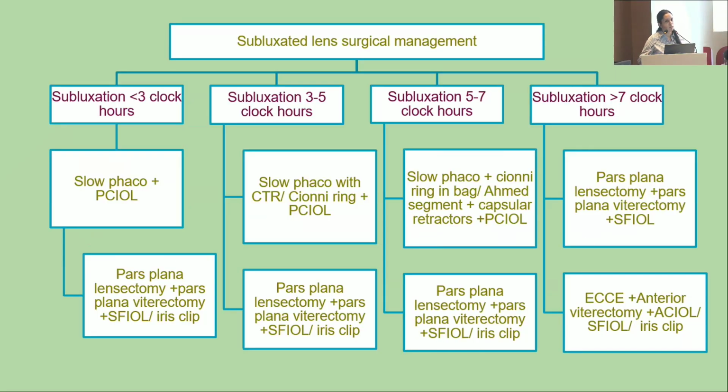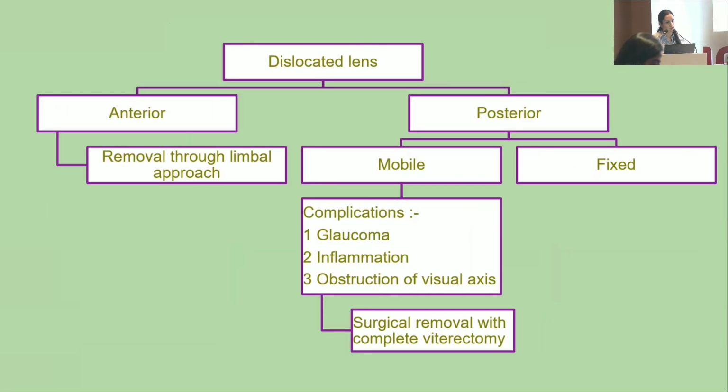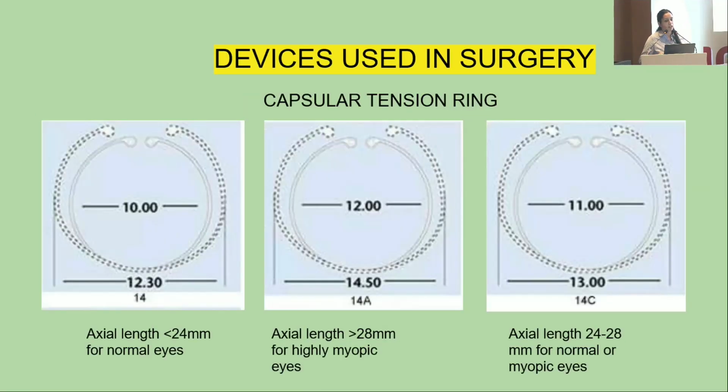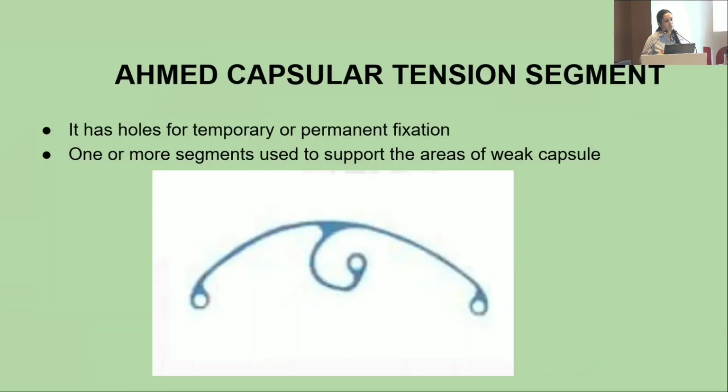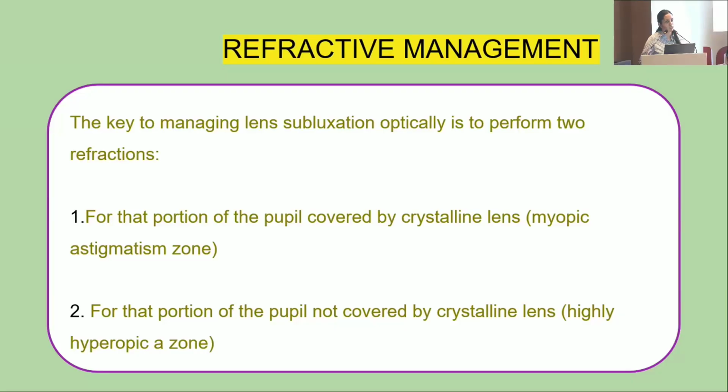The surgical management of a subluxated lens can depend on the clock hours of subluxation of the lens. Anteriorly dislocated lenses can be best treated with removal through a limbal approach, and if it is posteriorly dislocated, it should be surgically removed with complete vitrectomy. The capsular tension ring size often depends on the axial length of the patient. This is an Ahmed capsular tension segment. The refractive management is of utmost importance. Two refractions need to be done, for the portion of the pupil which is covered with the crystalline lens and for the portion which is not covered.